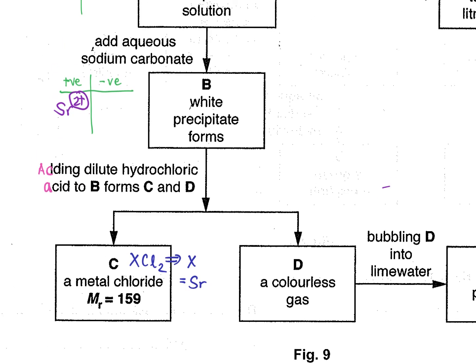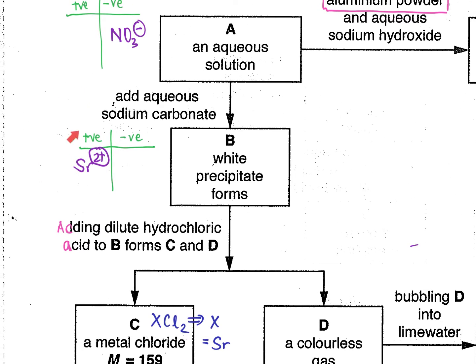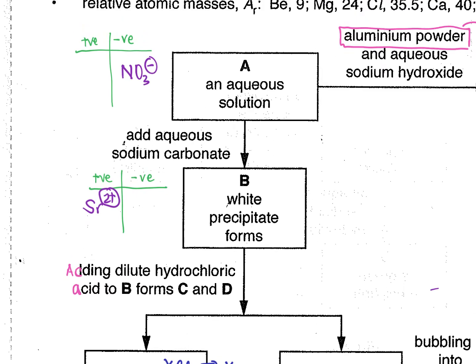Here, then I ask you, this Sr comes from where? Sodium carbonate or from A? A. Then you solved A already. So you go backwards. Okay? So if you realize that this part of the flow chart doesn't give you enough clue, then just move down further. Sometimes you just have to work backwards, then you can solve them.